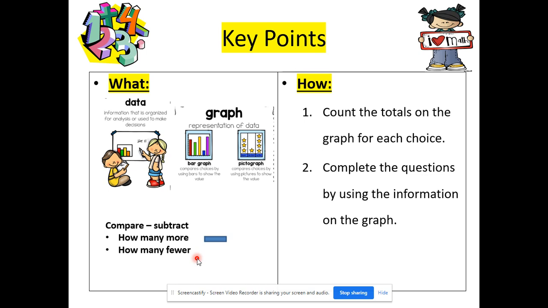Yes, subtract. How are we going to be successful? Well, first, we're going to count the totals on the graph for each choice. And second, we're just going to complete the questions by using the information or the data on the graph. Remember, I need your ears listening and your eyes on this screen. You need quiet hands. You don't need anything else.